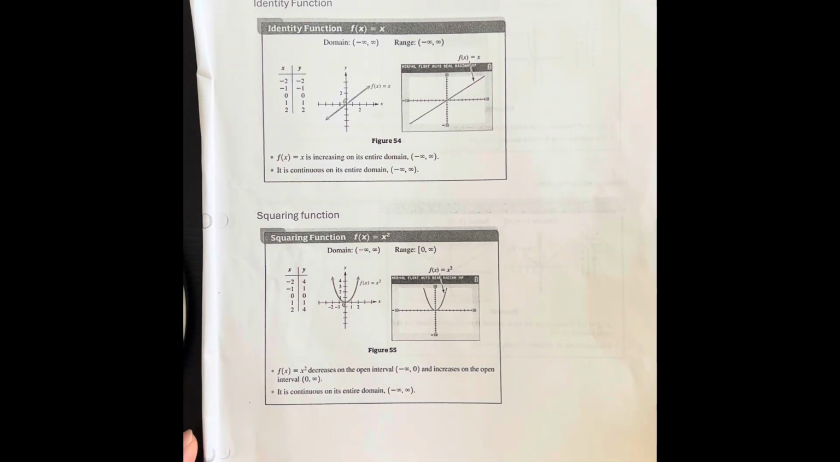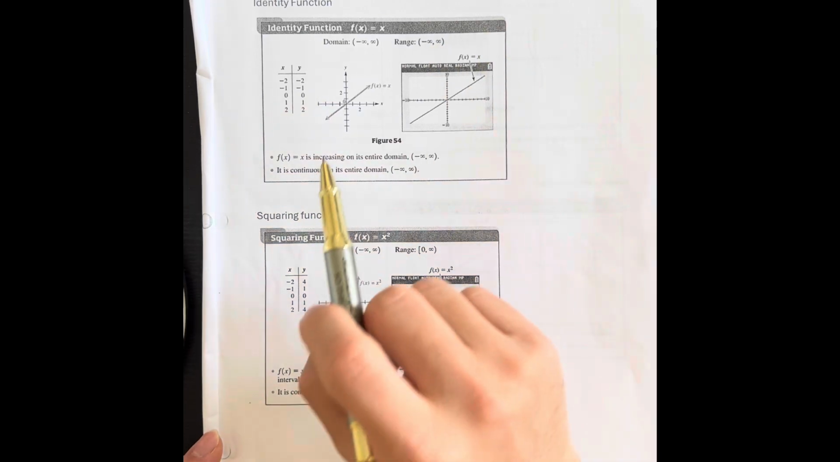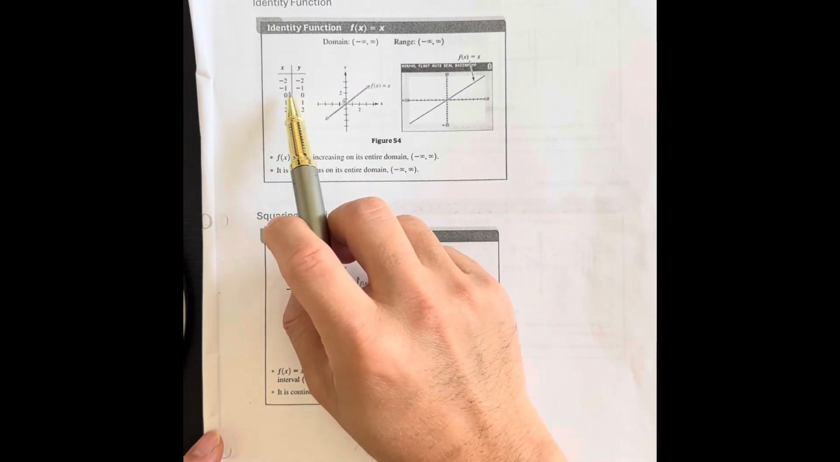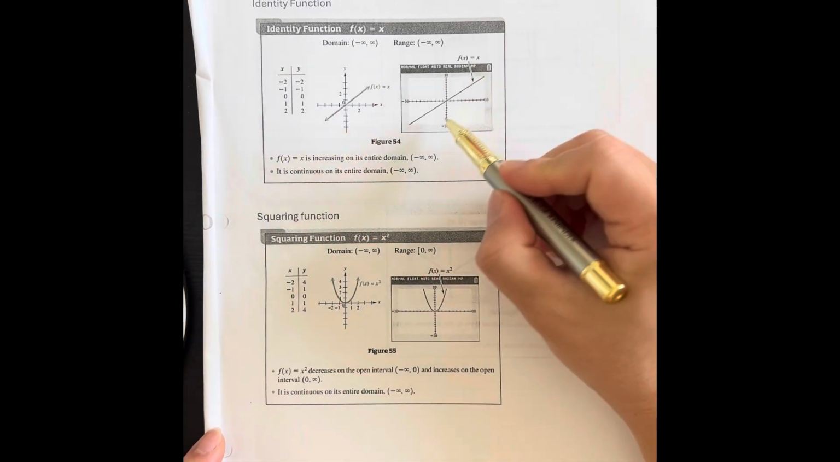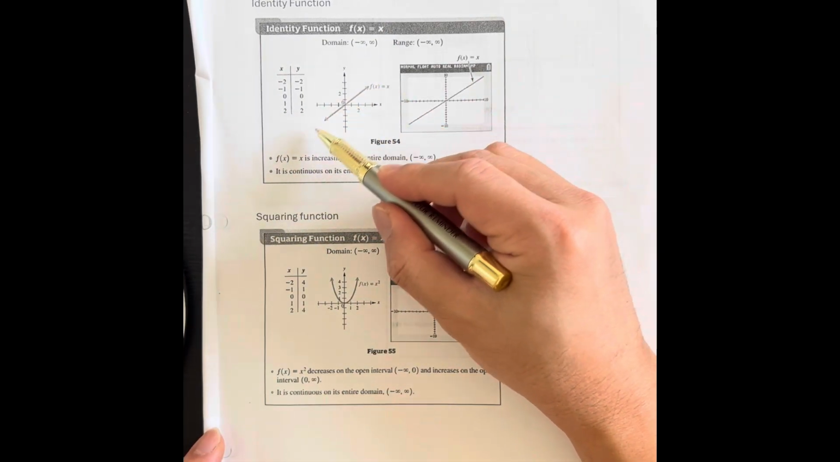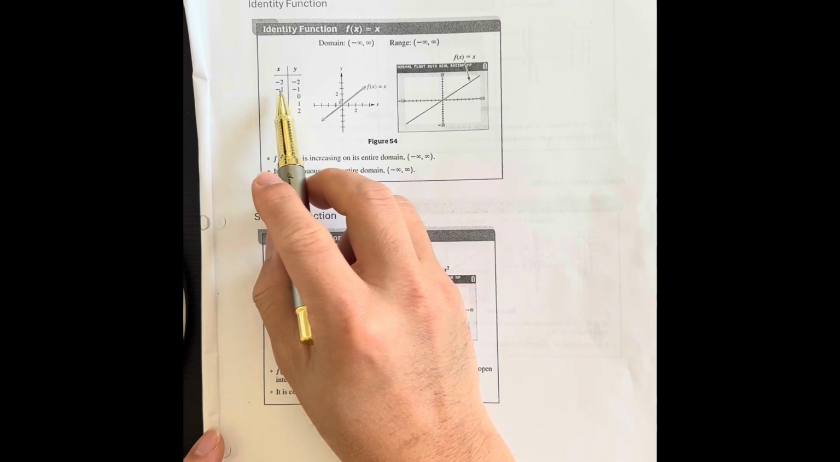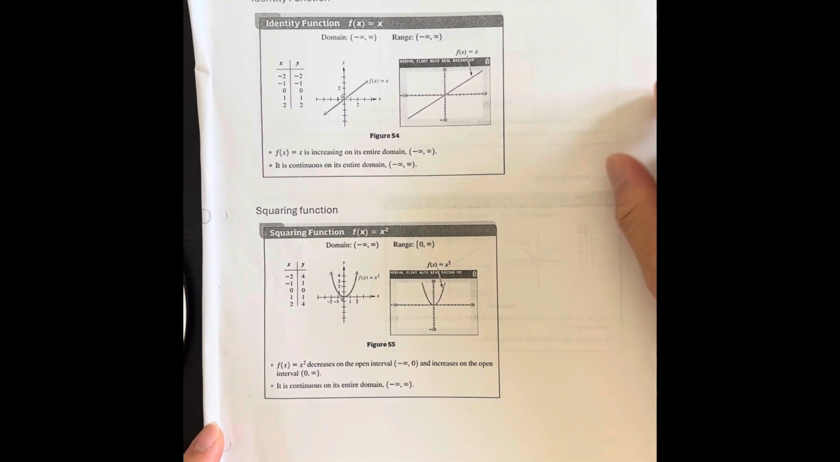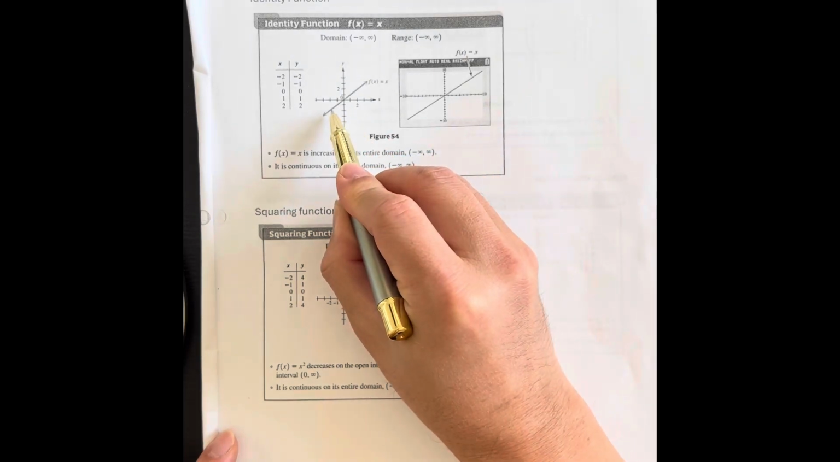Here are some graphs of common functions. The first function we look at is the identity function. The identity function means that x and y values are always the same. f of x equals x itself. So it's a straight line across the middle diagonal of the coordinates. So x and y values are always the same: 1, 1, 2, 2, 3, 3, -1, -1, -2, -2.